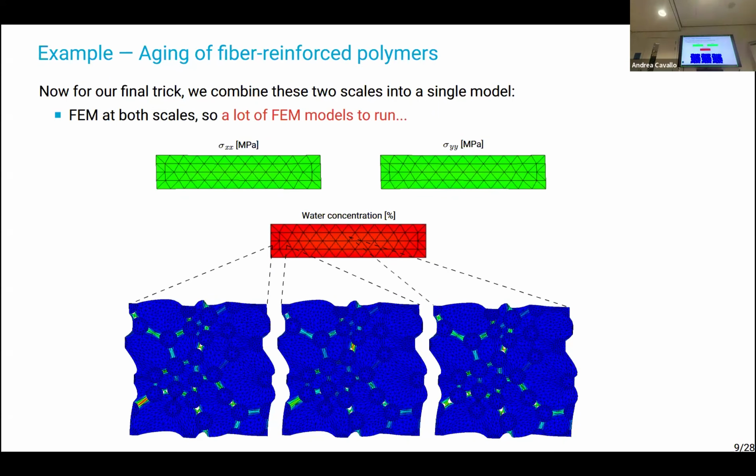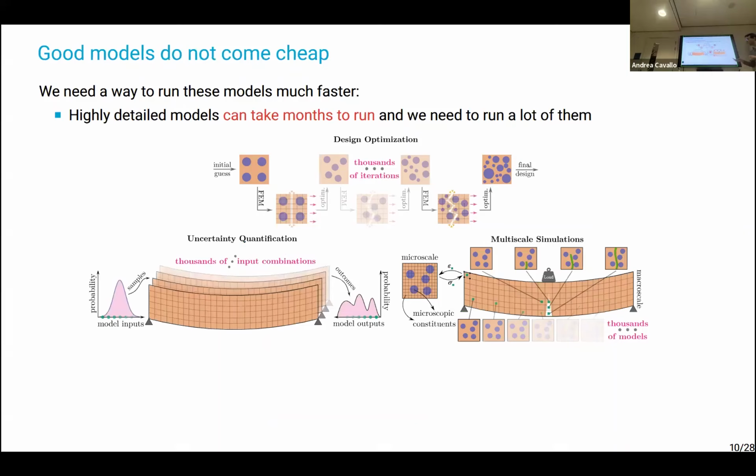So in this case, this model would take a couple of months to run. So that's quite expensive. And that's actually the common thread for all the three applications I showed, multi-scale modeling, uncertainty quantification, and design optimization: it takes a long time to run.